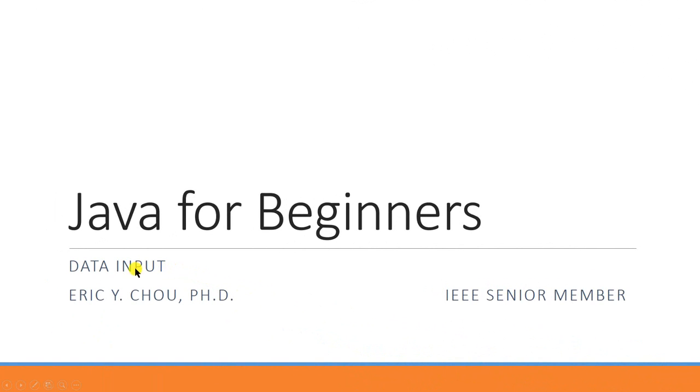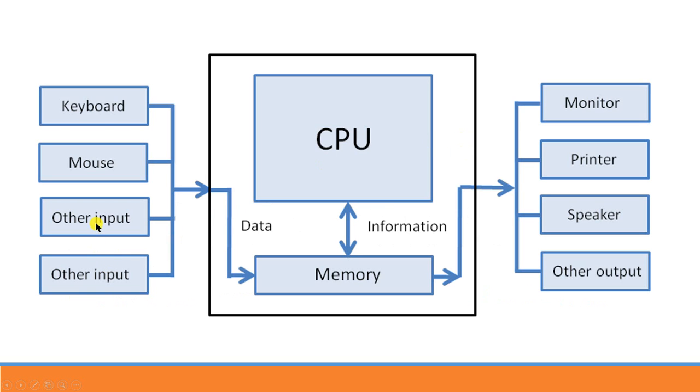Now, let's look at how to handle the input for a program. In a computer system, we have keyboard, mouse, and other input devices. We also have a monitor or screen, that is the device that you can look at, like this one. It will show the data on the screen. And we have printer, we have speaker. These are the output devices.